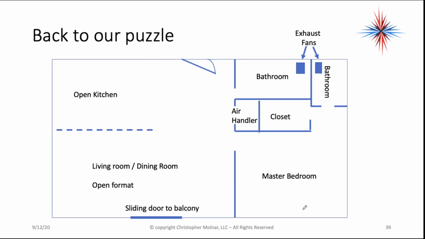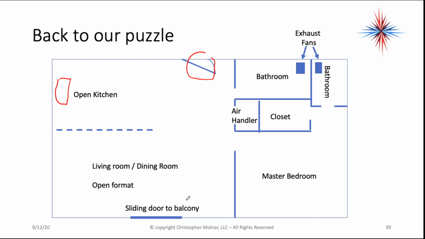So going back to our little puzzle here, this is a rough floor plan of this condo unit. We have the front door, which is up here. We have an open kitchen. There was an exhaust fan over here over a range.